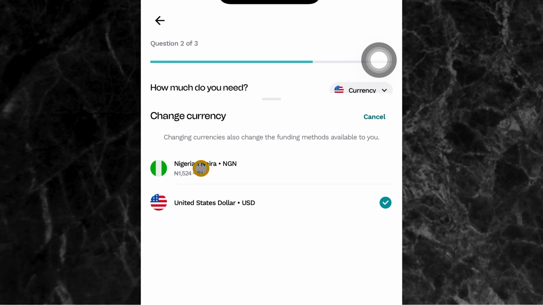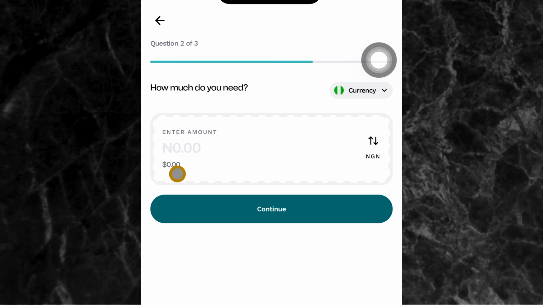So let's say you want to buy your home in Naira, for example, just click on Naira right there and click on change currency. And then you put in the amount of money you want to use to buy your home. So let's say, for example, you want to buy a home with, let's say, 200 million Naira. So just put 200 million Naira right there. And then you see the amount in dollars, which is about $132,000 as of today. And then just click on continue.